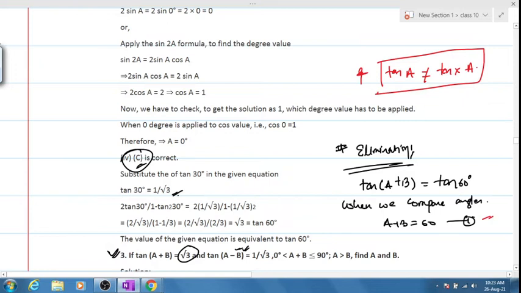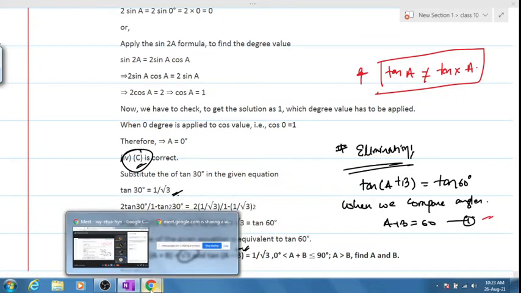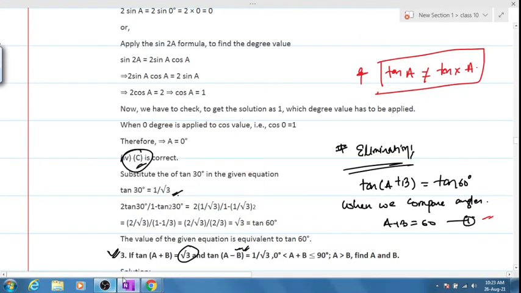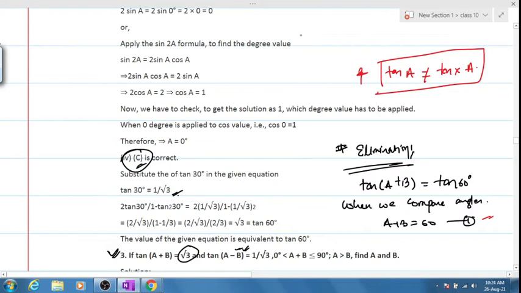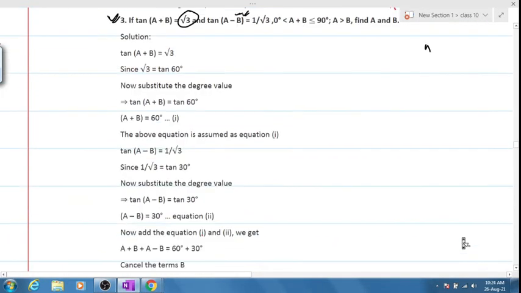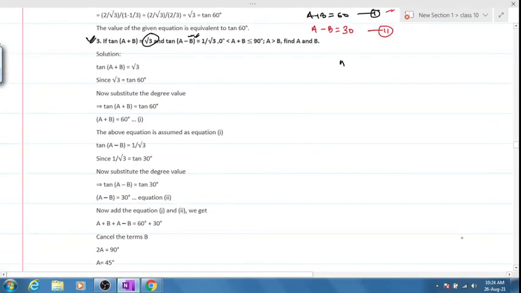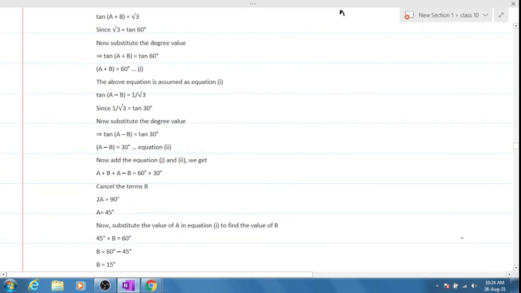Yes, sir. Please complete the second equation and tell me the final answer. I would wait for some time. 1 minute. 3-4 of you have already answered, so I will proceed with the solution. Your second equation will be looking like this, yes or no? And use elimination. I don't think it will be a big ask for you all. A will be 45 and B will be 15.